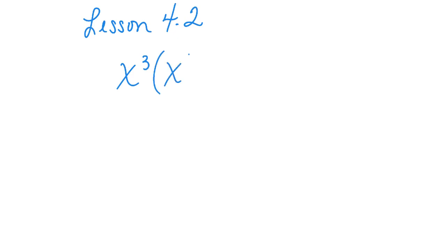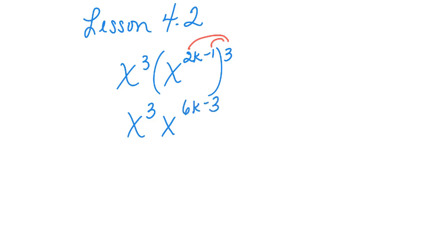All right, Algebra 2, this is a little extra from lesson 4.2. This is that lesson where we were talking about x to the third times x to the 2k minus 1, all of that to the third. Remember here, we would have to multiply. So this is just x to the third times x to the 6k minus 3.